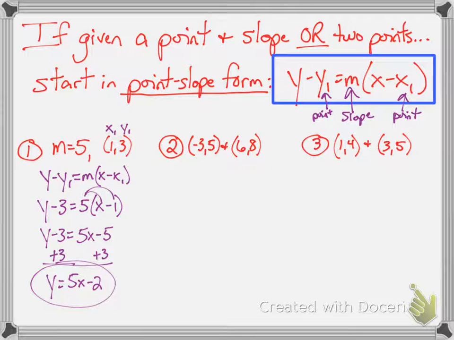So again, point and slope, plug it into point-slope form. You'll distribute and then get the y by itself to make slope-intercept form happen.